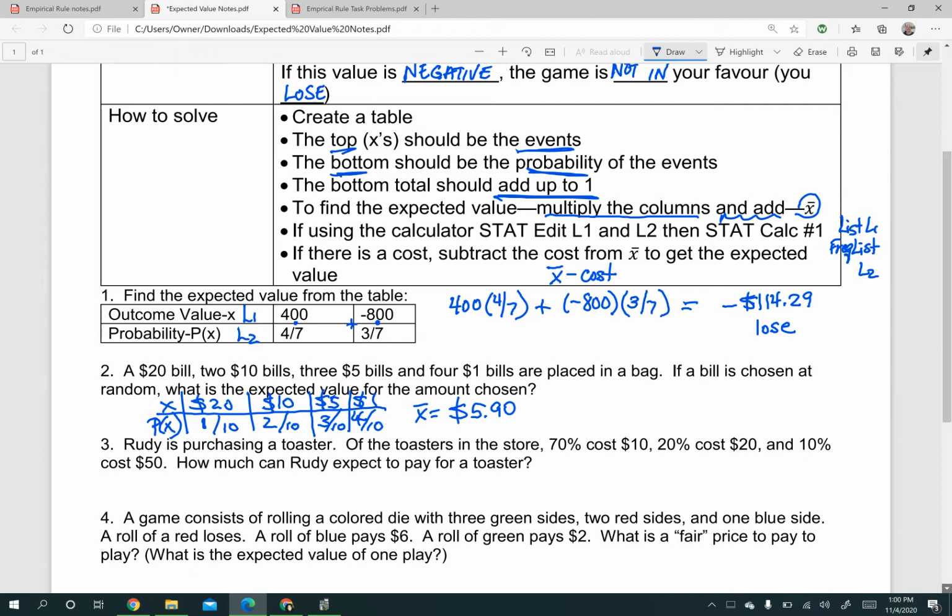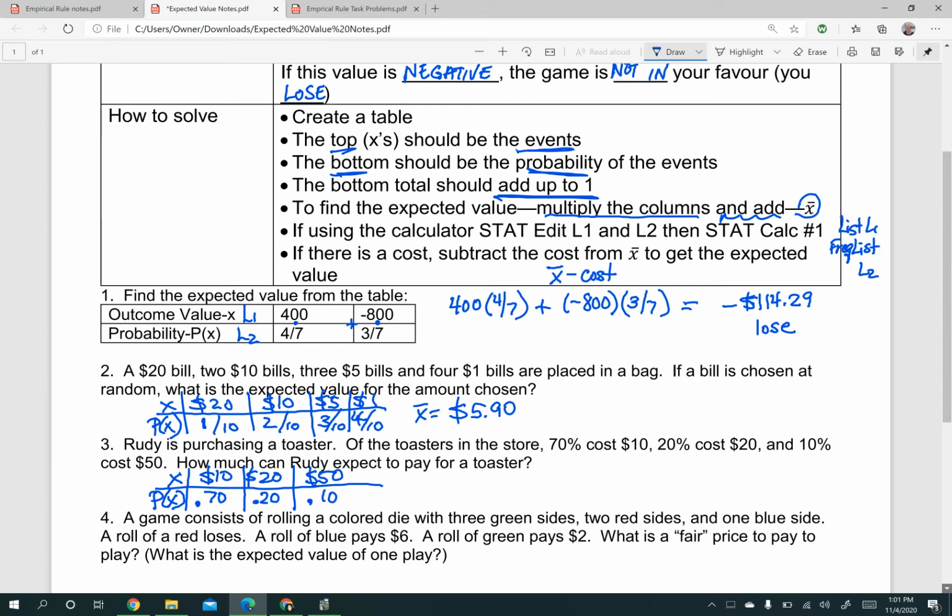Okay. So $5.90 is what you expect to get when you play this game. Okay. So you can also use it when you're trying to decide how much you think you're going to end up paying. So here it says you expect to purchase a toaster. The toaster costs $10. The probability of that toaster is 70%. Well, that's 0.70. And $20 toasters, the probability is 20%, or 0.20. And the $50 toasters are 10% or 0.10.